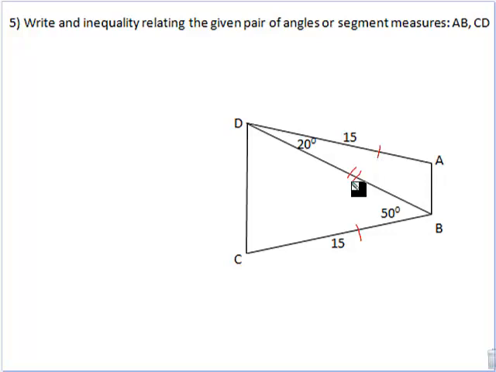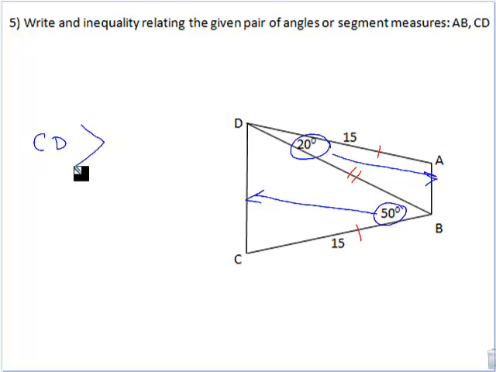So now, do we have side measures this time? Yeah. For the missing side, no, but we have angle measures. So we have 50 and we have 20. So we go across. Which one should be the bigger one then? I would say B. The one across from B. So what side is across from B? CD. So we'd say CD is greater than AB.